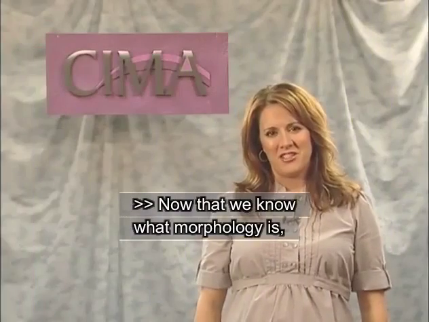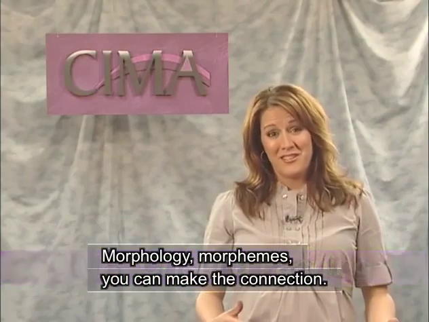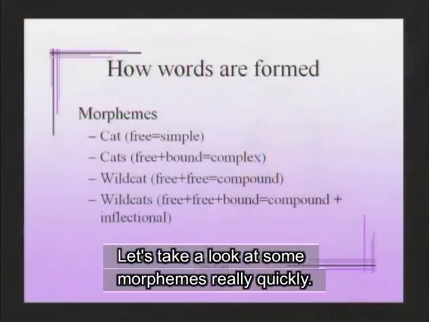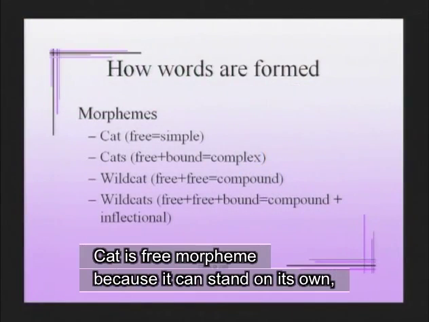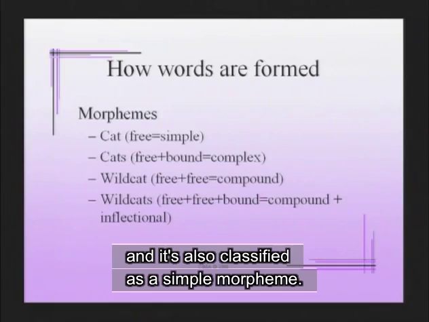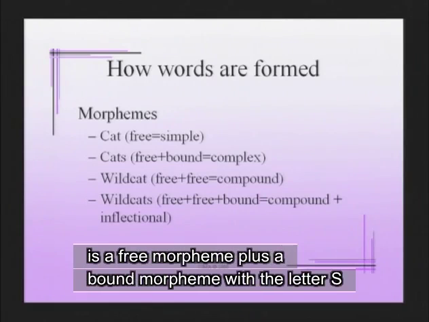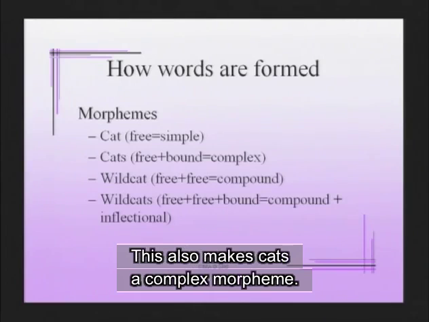Now that we know what morphology is, let's take a look at how words are formed. Morphology, morphemes, you can make the connection. Let's take a look at some morphemes really quickly. Cat. Cat is a free morpheme because it can stand on its own, and it's also classified as a simple morpheme. Cats, when you add the S sound on the end, is a free morpheme plus a bound morpheme with the letter S because the S cannot stand alone with meaning. This also makes cats a complex morpheme.